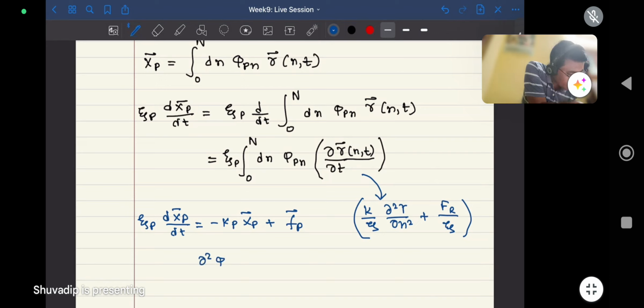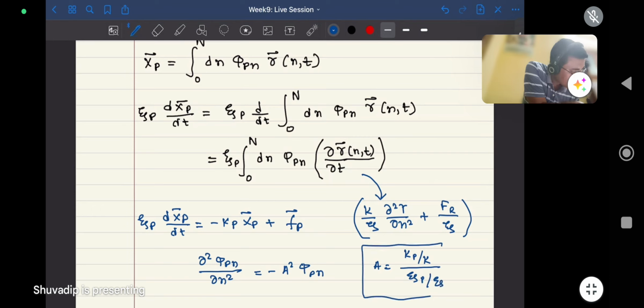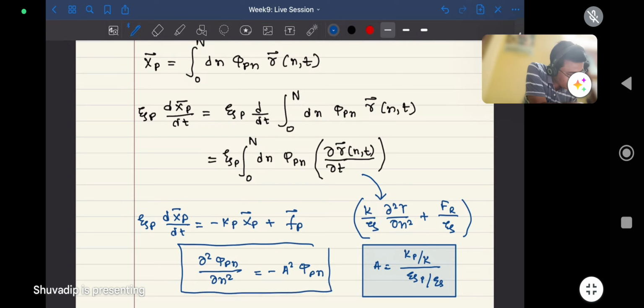From the intermediate step we will get one relation: del 2 phi p(n)/del n2 is minus a square phi p(n), where a is defined earlier. If you don't remember this step, please see lecture number 2 or 3. It is derived in detail. I am just keeping some of the steps here. Now this equation we need to solve to get the form of phi p(n).